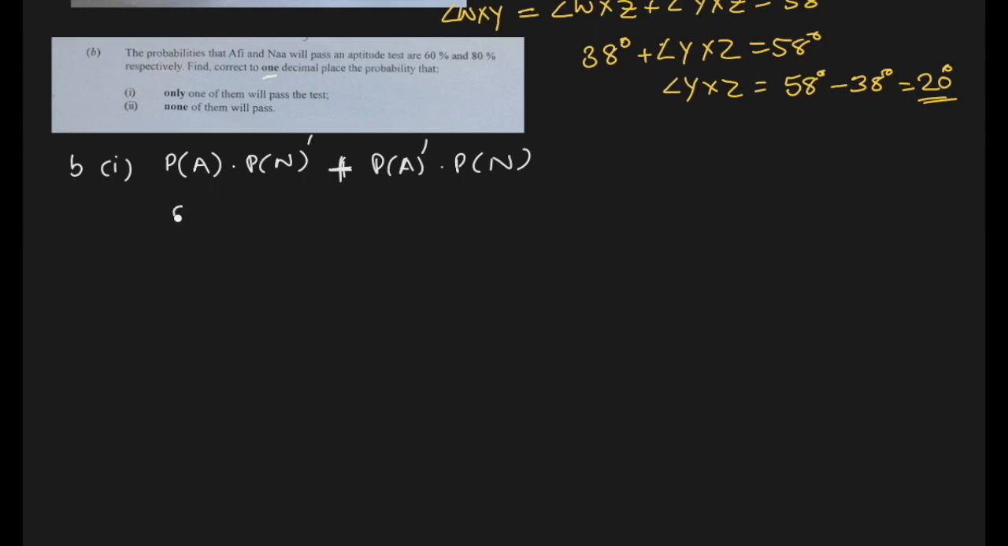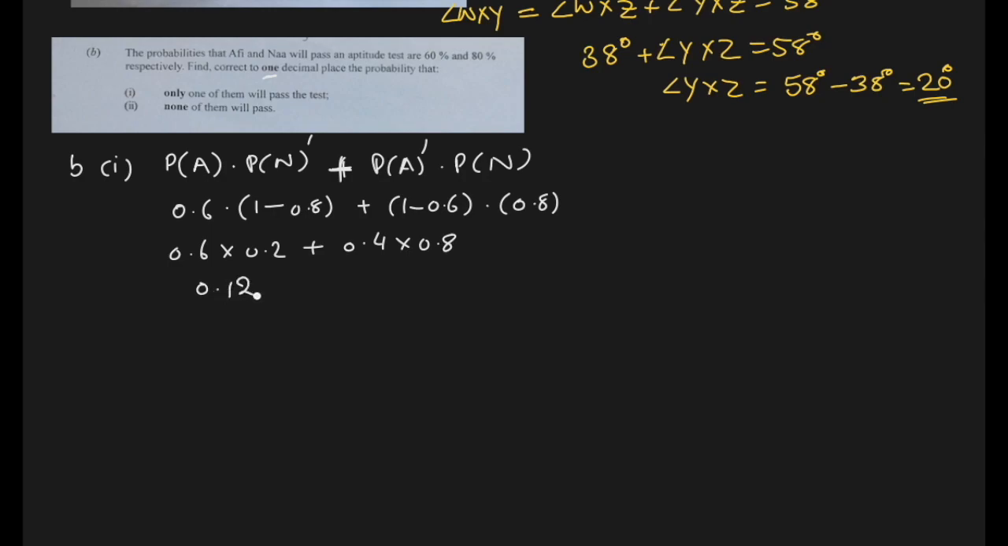Probability that Afi passes is 0.6. Na not passing will be 1 minus 0.8, plus 1 minus 0.6 because Afi is failing and Na is passing. So it will be 0.6 times 0.2 plus 0.4 times 0.8. 0.12 plus 0.32. It comes out to be 0.44.